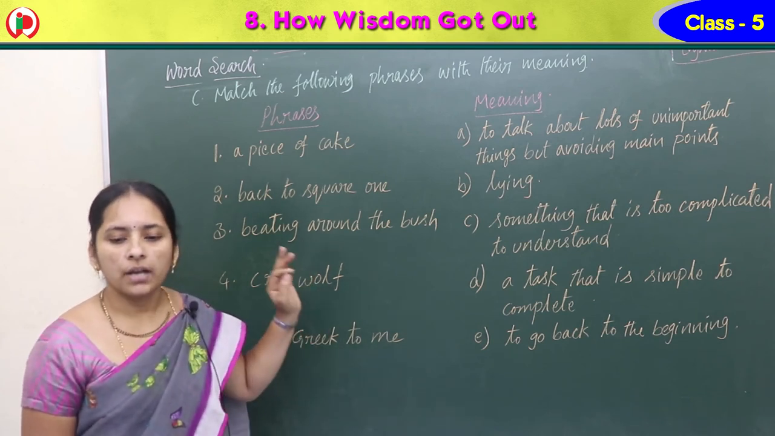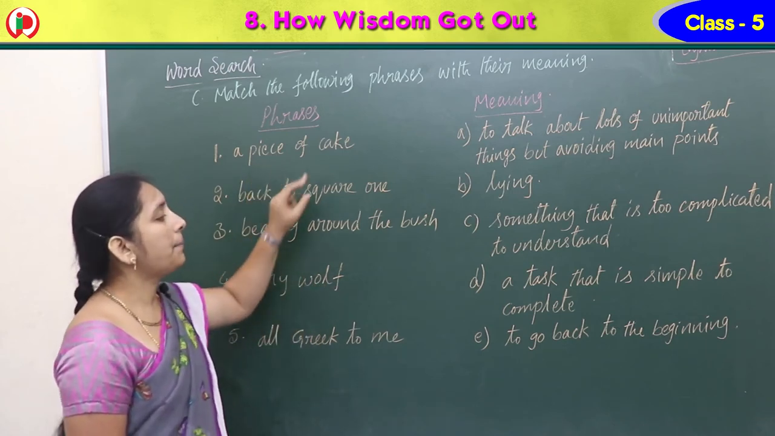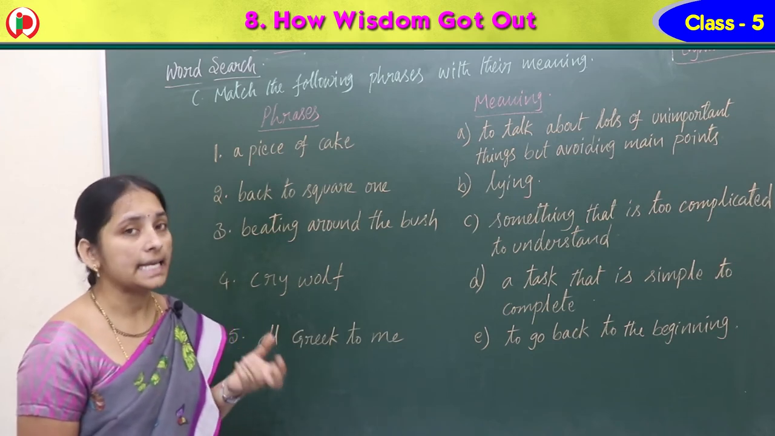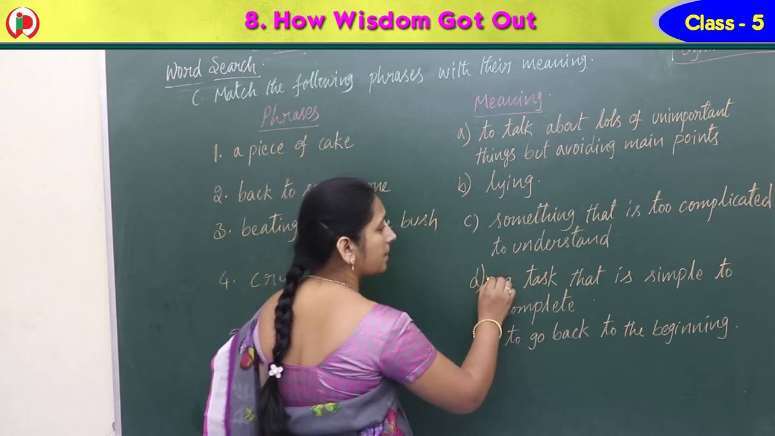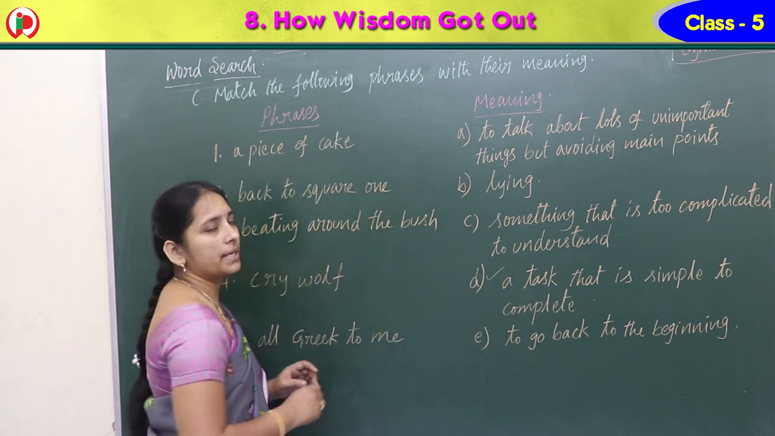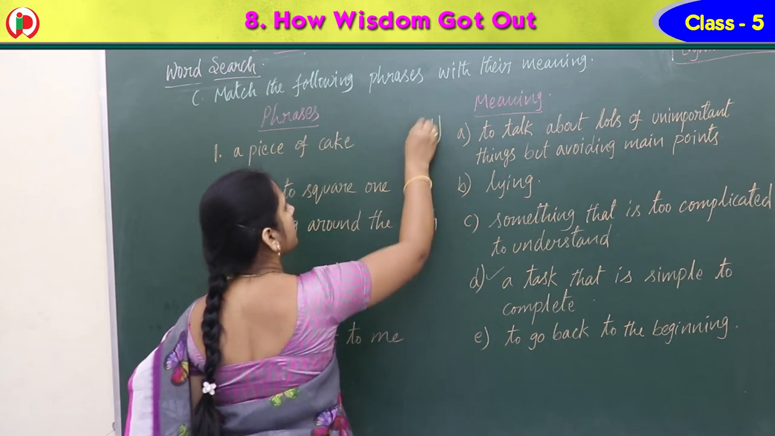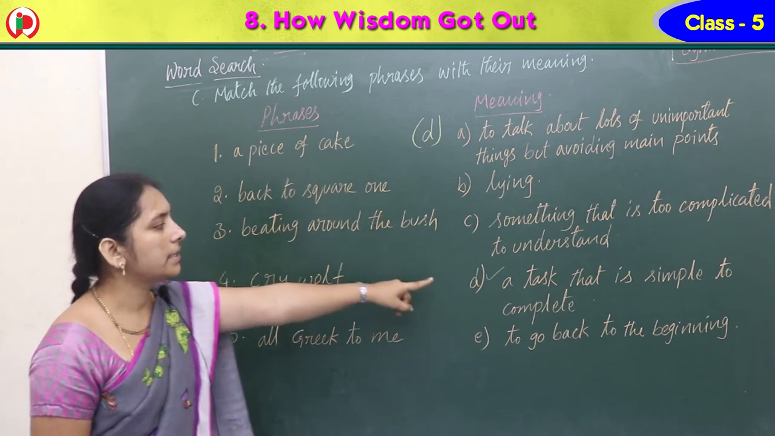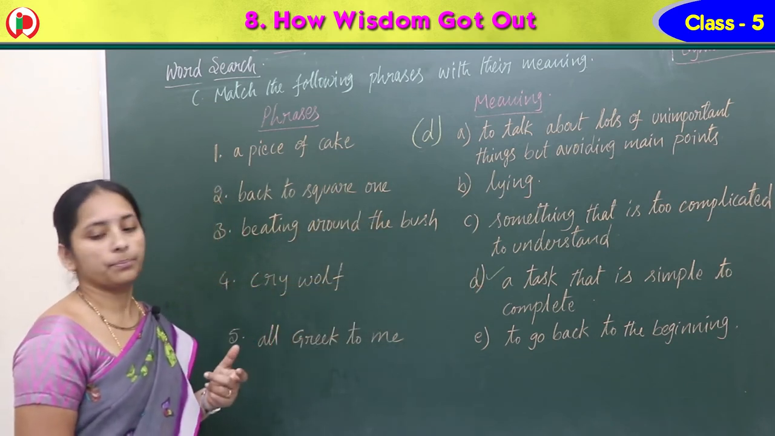Okay, now see this one. What is the first one? A piece of cake. So which one can you take? A piece of cake means, as I told you, very easy. So what is that? Yes, a task that is simple to complete. So we can take that. Option D is the first answer. A piece of cake means option D, a task that is simple to complete.